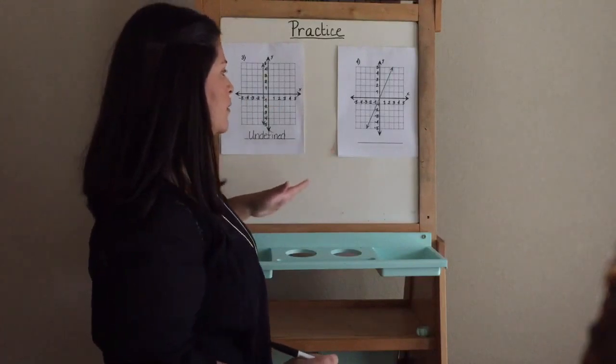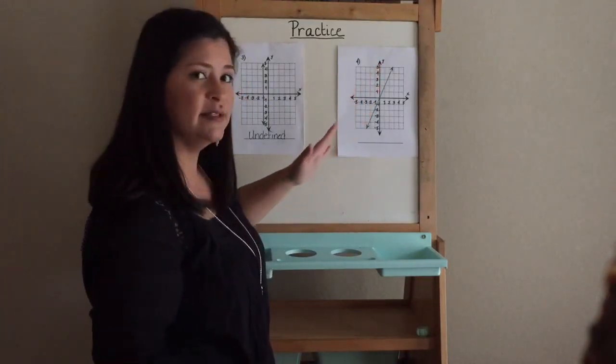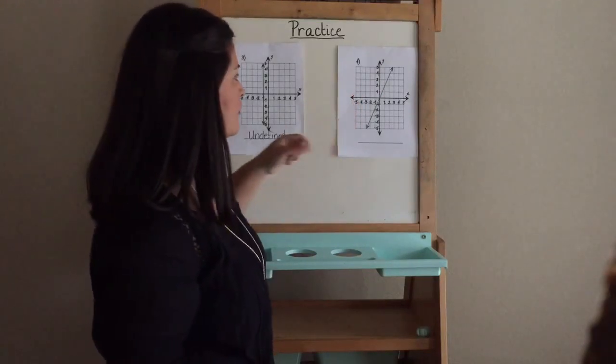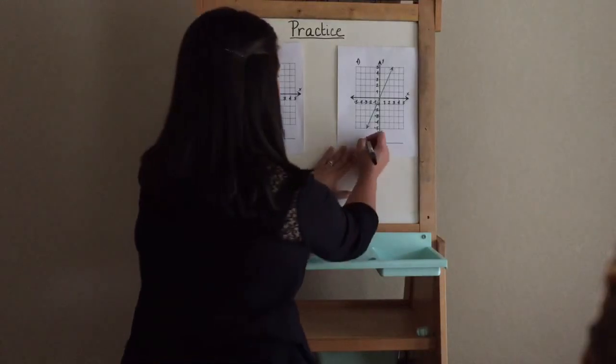For question number 4, we have a slope that is going upward. So we know that the uphill climb, running up the hill, again, this is a positive slope.